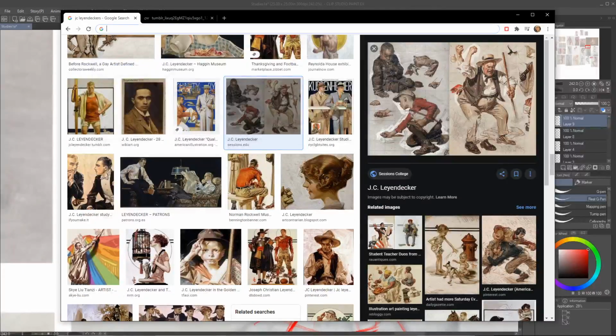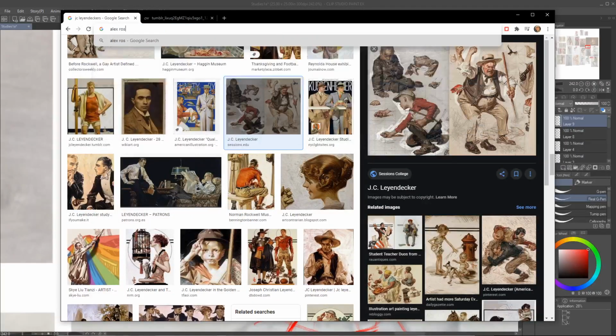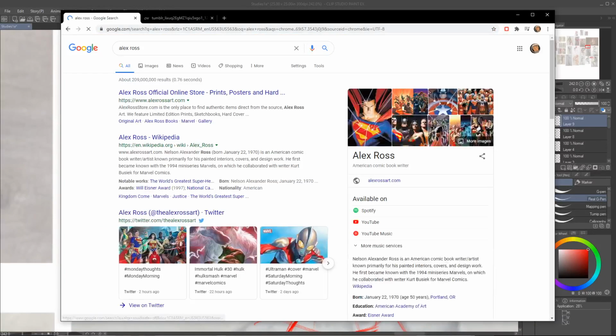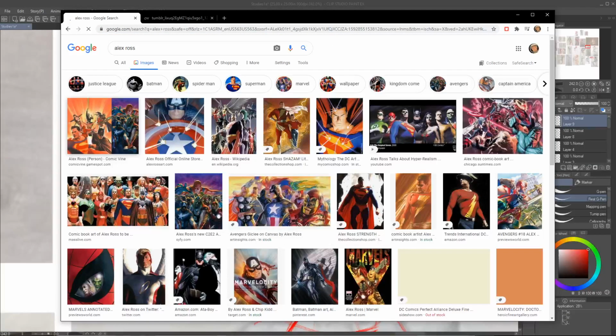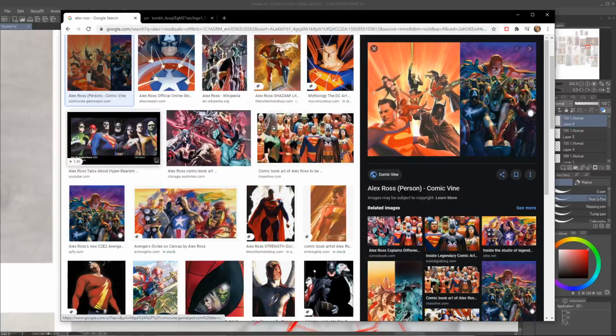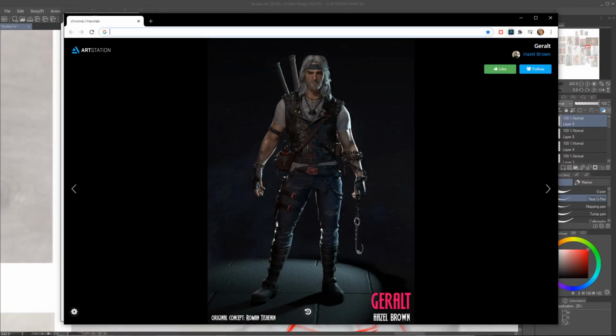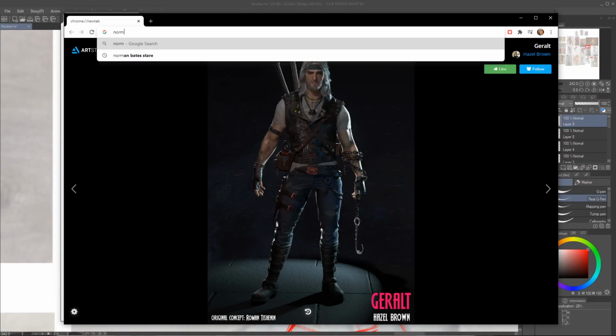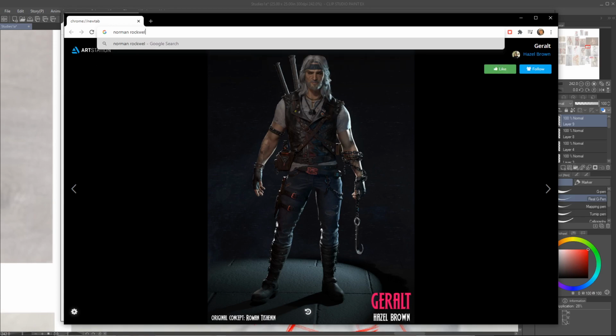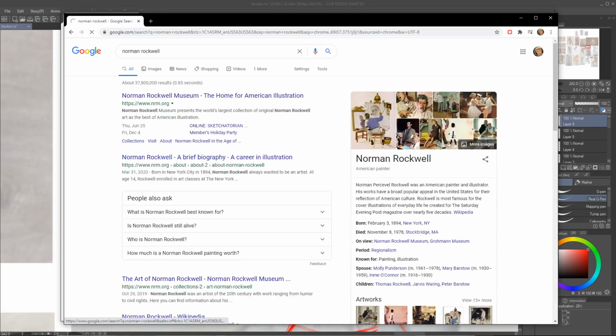Let's look at Alex Ross now. Ross, who is often called the Norman Rockwell. And we'll also look at Norman Rockwell, actually, because Norman Rockwell was one of Leyendecker's contemporaries, one of his peers.